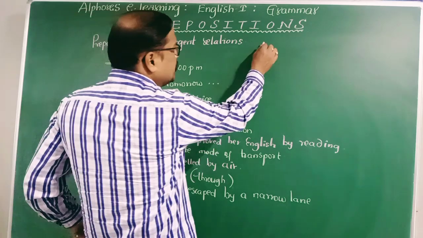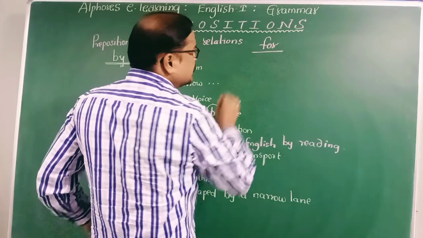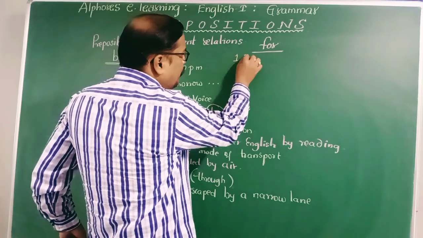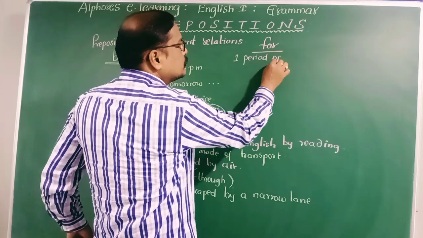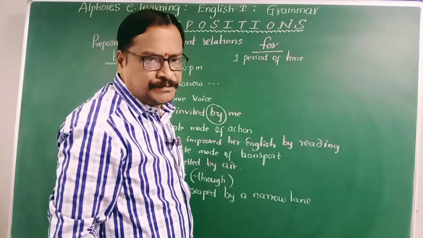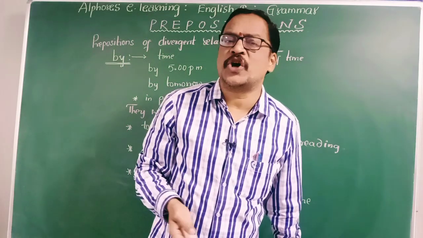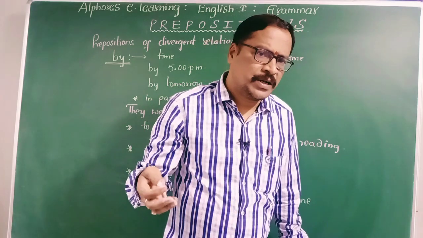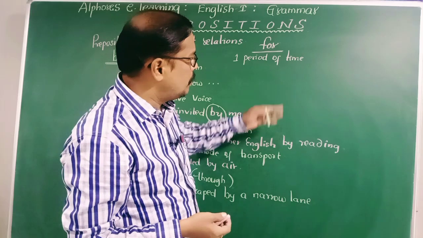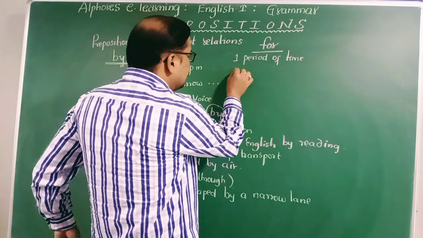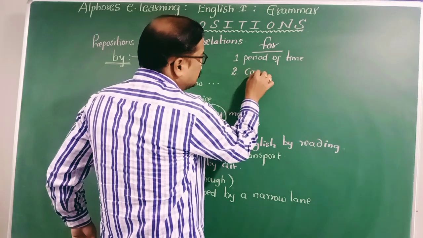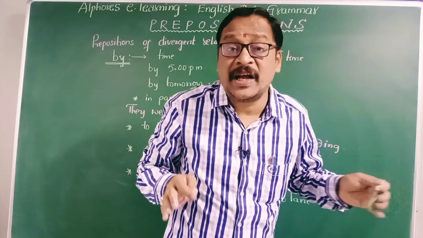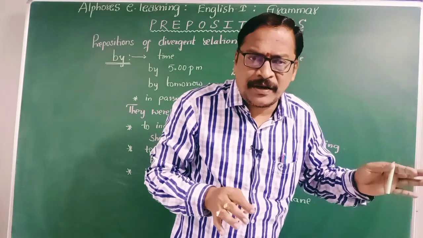Even you take the preposition for. We have already discussed this. This preposition is also used in different contexts. Number one is period of time. She has been studying for 2 hours. They have been working for 10 years. Like that, to express period of time, we use for preposition. And the next one is to express cause. He was punished for his negligence. He was punished for his guilt.